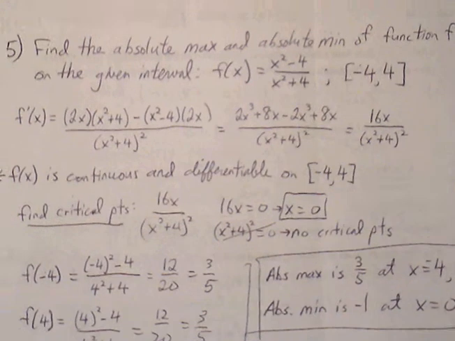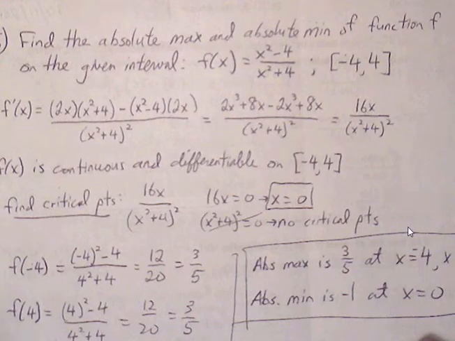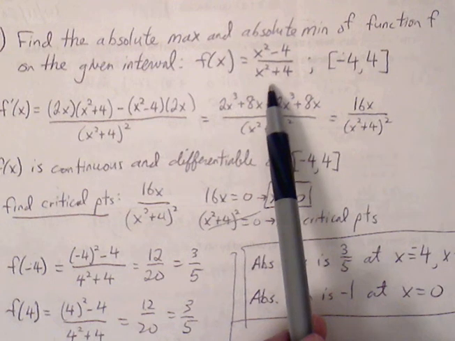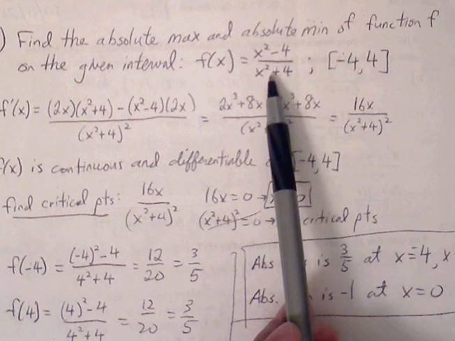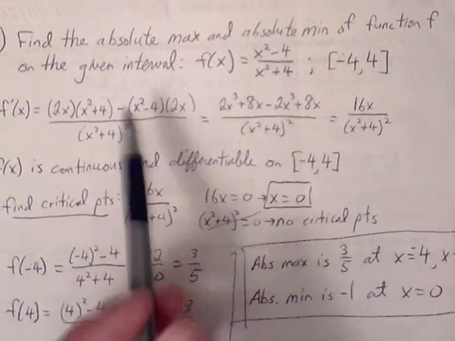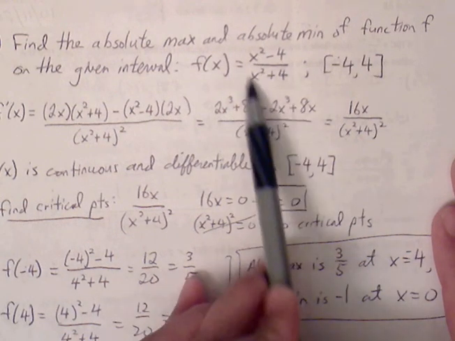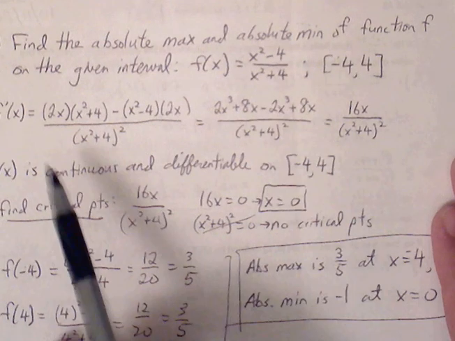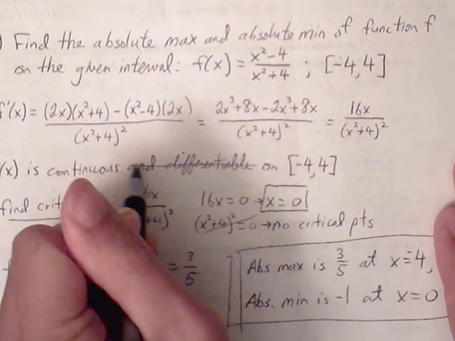Okay, one more problem. Number 5, find the absolute max and absolute min of the function on the given interval. Now, if we want to use the extreme value theorem, which allows us to find the absolute max and absolute min on the closed interval, we need to first determine that the function is continuous everywhere. We see that in the denominator, there's never going to be any value where x is not going to exist. So we can say that our function is therefore continuous. There's no need to state anything about differentiability.